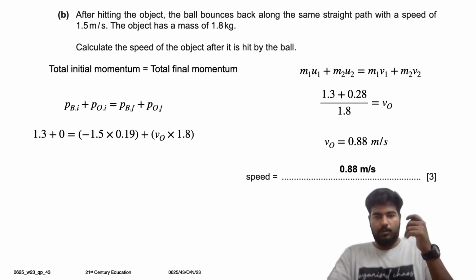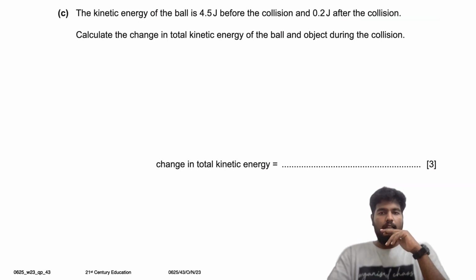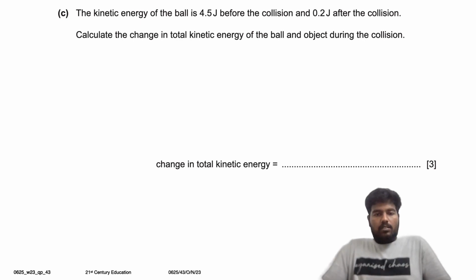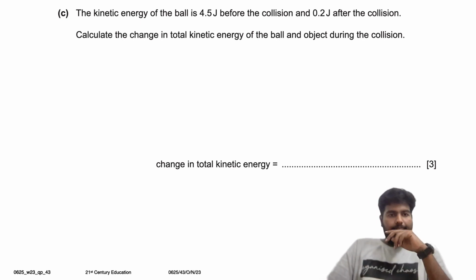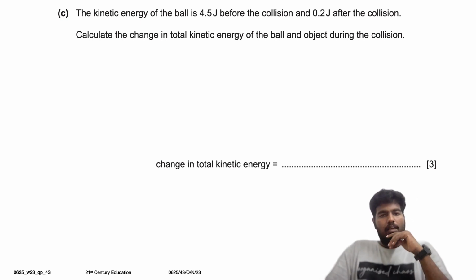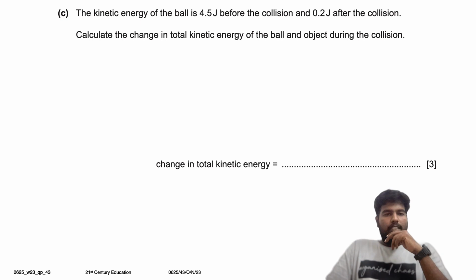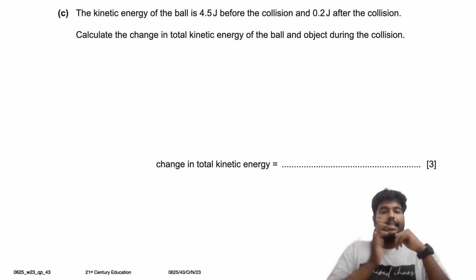Okay, next part of the question. The kinetic energy of the ball is 4.5 joule before the collision and 0.2 joule after the collision. Calculate the change in total kinetic energy of the ball and the object during the collision. The question looks a little complicated, but it's not. What they're asking is to calculate the change in total kinetic energy. So how can we calculate?